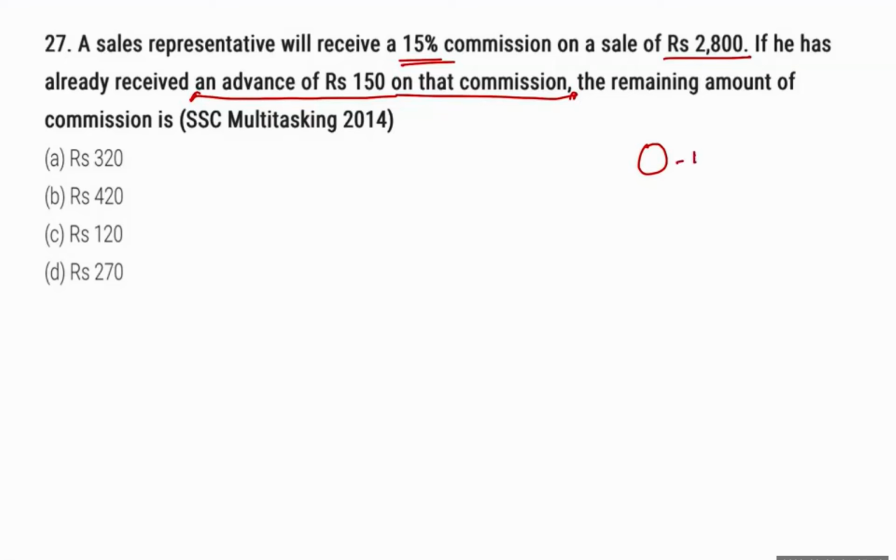Rupees 100. Let the commission be rupees x. After the advance of 150 is removed, the remaining is paid. The commission x is equal to 15% of 2800. Multiply 28 into 15.